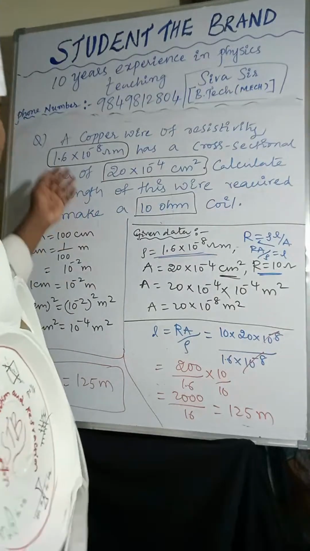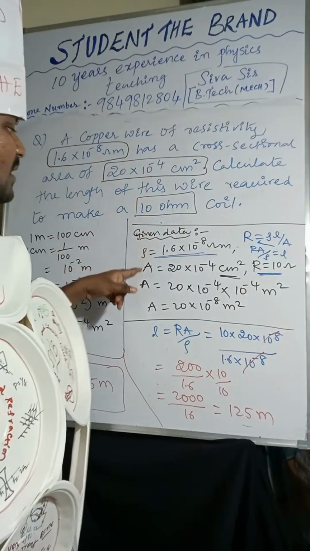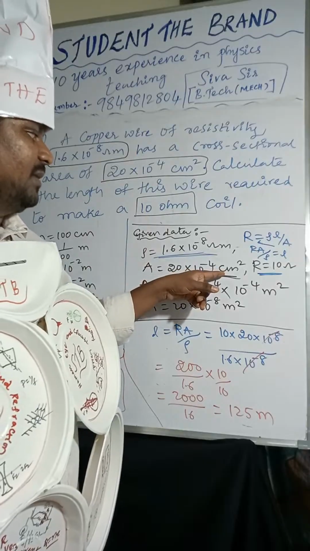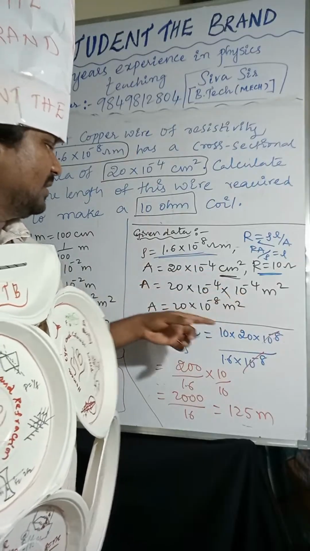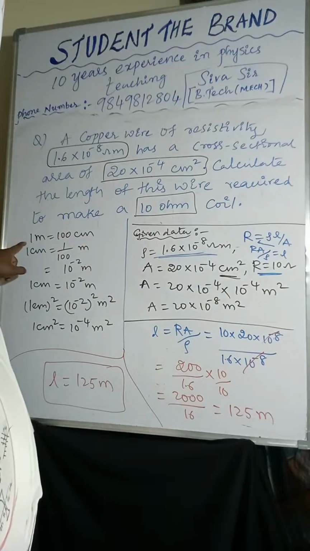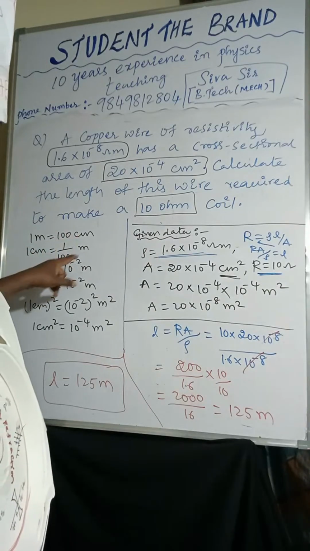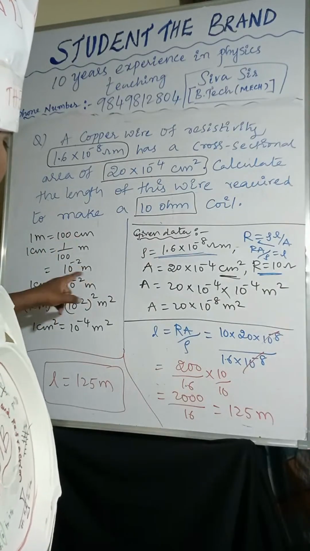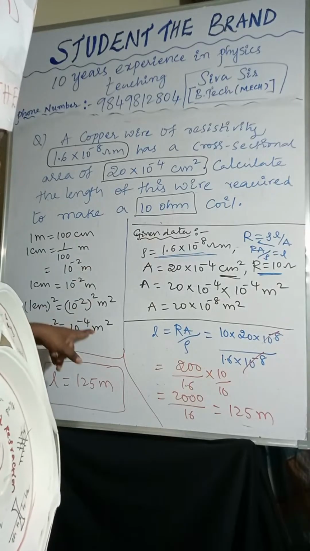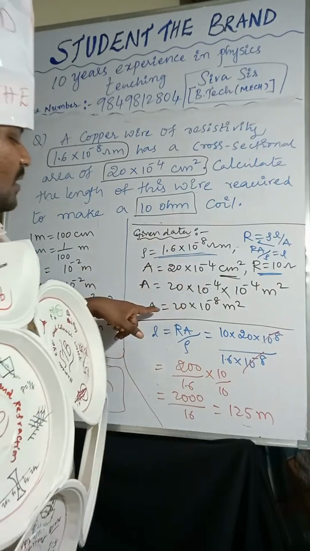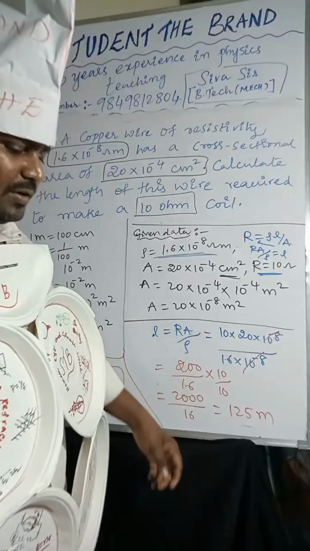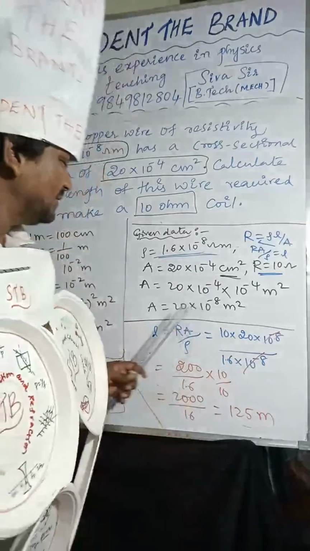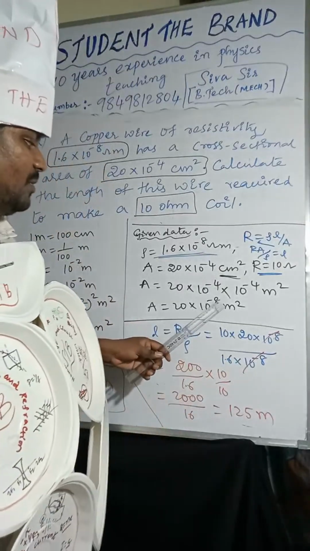So you can check once. Copper wire resistivity is given, area of the cross section is given in centimeter square. We have to convert into meter. So the conversion I have given here: 1 meter equal to 100 centimeter, 1 centimeter equal to 10 power minus 2 meter, so 1 centimeter square is 10 power minus 4 meter square. Substitute the value and you'll get the area of the cross section equal to 20 into 10 power minus 8.